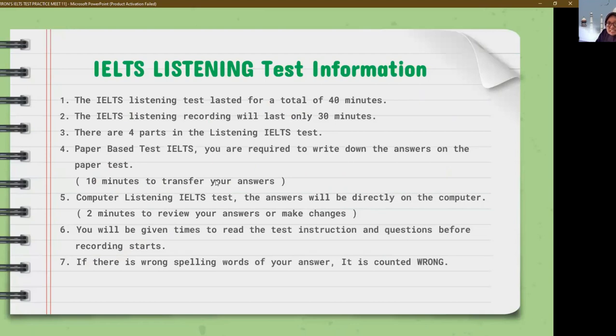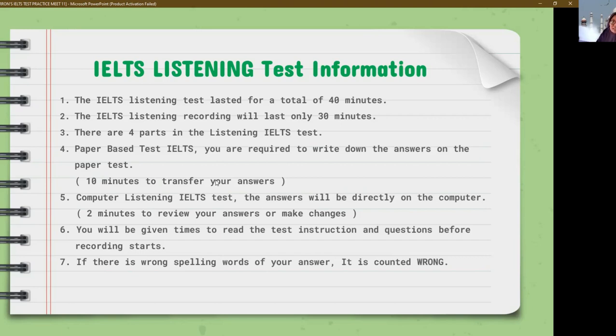Okay, for the IELTS listening test information, first, before we come to the practice test for all of you, for the Barron's format, I will try to give you the test information related to the IELTS listening. The IELTS listening test lasts for a total of 40 minutes. Remember that the listening is only 40 minutes.